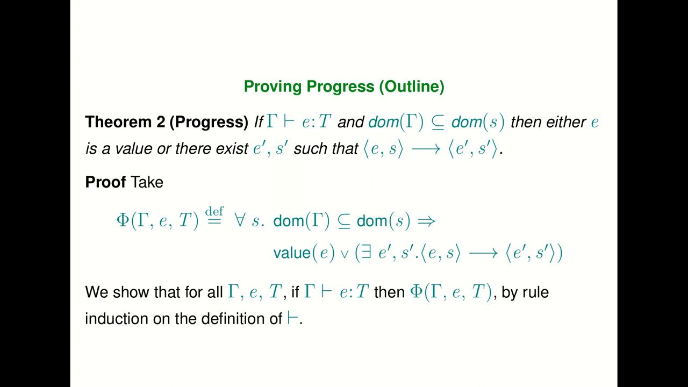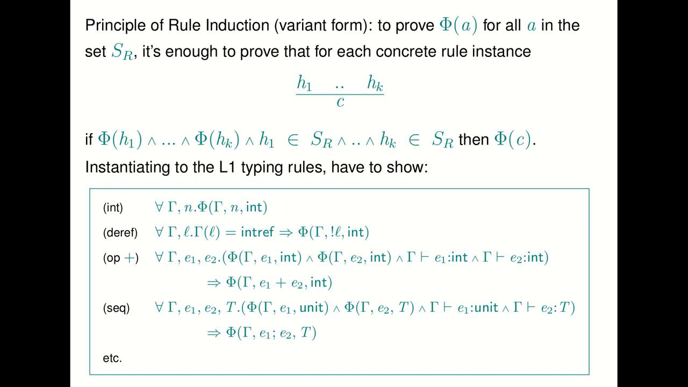And then, just as we saw, we can do rule induction by showing that this property holds for every single one of the rules. Now, remember that I said we want to prove it for every concrete rule instance, and all of the rules we gave were schematic. How do we square that circle? What you're going to see is that for every schematic variable in the rule, there's going to be a quantifier in the clause of rule induction. So if we want to prove, say, progress for the natural numbers, we're going to say, okay, for every gamma and every n, we'll show that the progress property holds for phi with gamma, n and int. And so these mathematical quantifiers are ranging over all of the concrete instances.